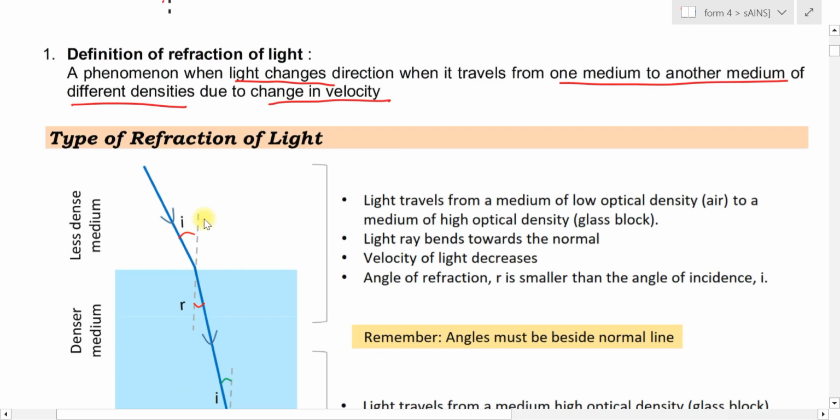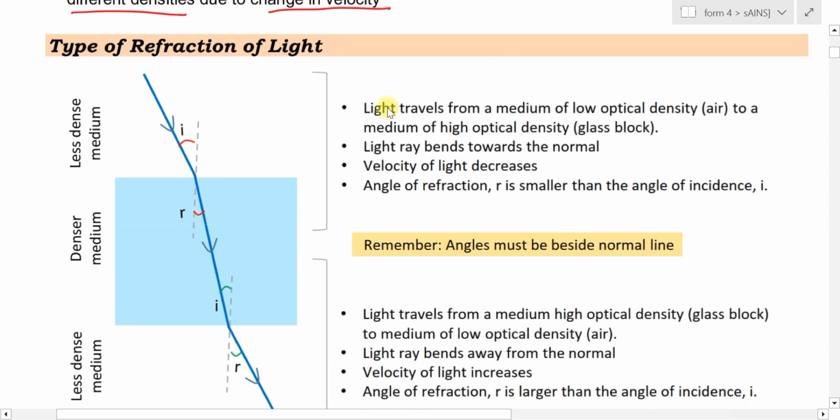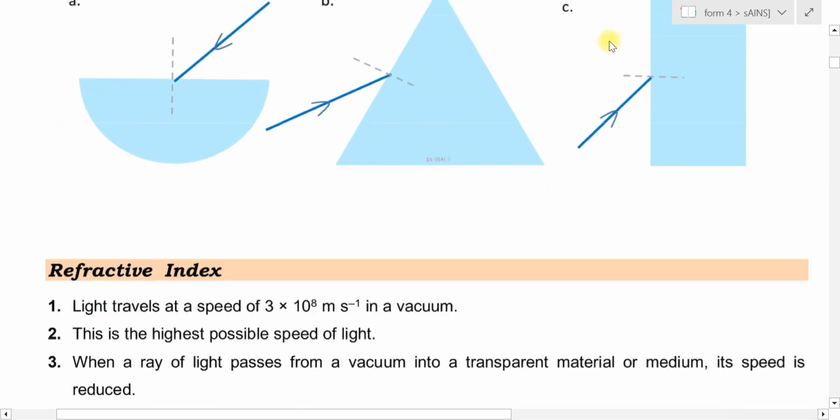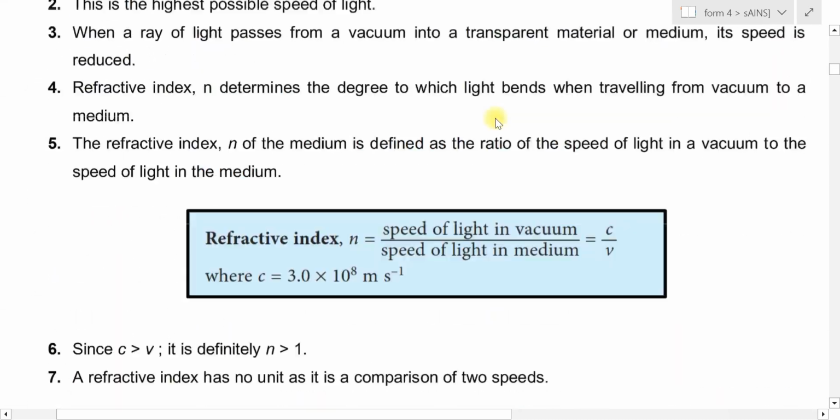Okay, kita tengok. Type of refraction of light. Contoh, kamu tengok. Less dense medium, pergi ke denser medium. Less dense, pergi ke denser medium. Kamu kena ingat teknik fast. Okay. Nanti saya akan ajar dekat sini juga. Fast. Dekat sini. Tak ada.